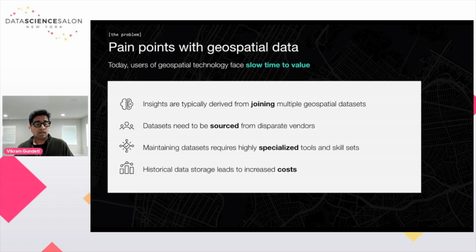Then the next thing is, because you have to maintain historical snapshots of all this data to go back in time and do as-of analysis, this quickly leads to increased costs. So the amount of upfront investment companies have to put in to derive value from geospatial data is very high. And that's what is precluding them from including geospatial data as part of their strategy, even though the value is going to be very high.